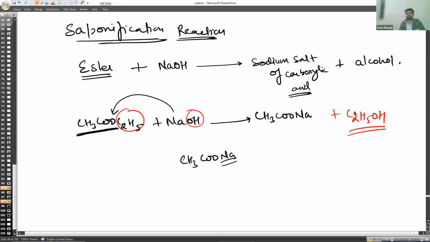So this is the important one. After this, we're going to start the questions regarding this topic, so concentrate here. If I'm having CH3COOCH3 plus NaOH, what would be the compound formed and what is the name of the alcohol formed here?